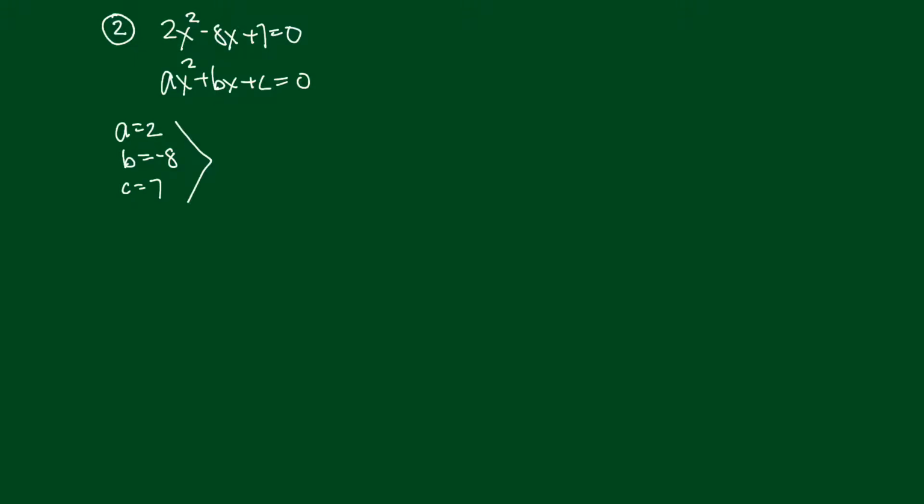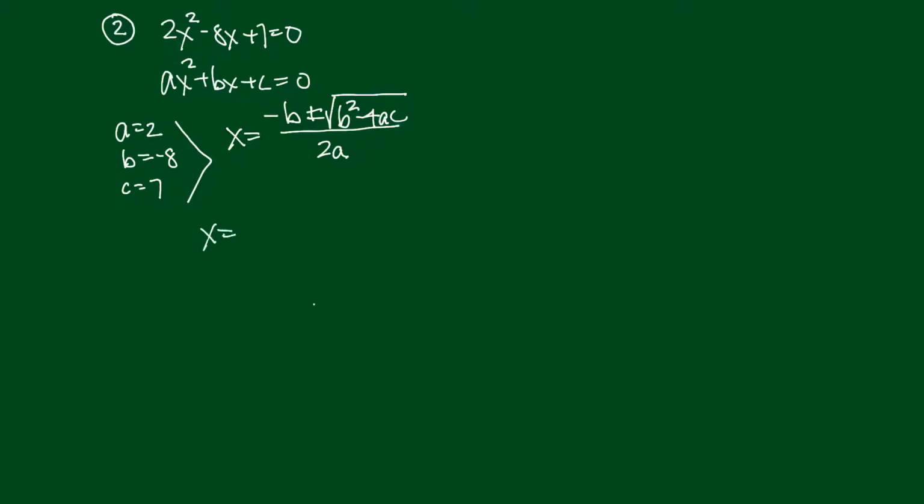And I'm going to substitute these values into the quadratic formula. I always like to start by writing that quadratic formula, and it goes like this. It's a fraction. Here's the top: -b, or the opposite of b, plus or minus the square root of b squared minus 4ac, all of that over 2a. So let's substitute.